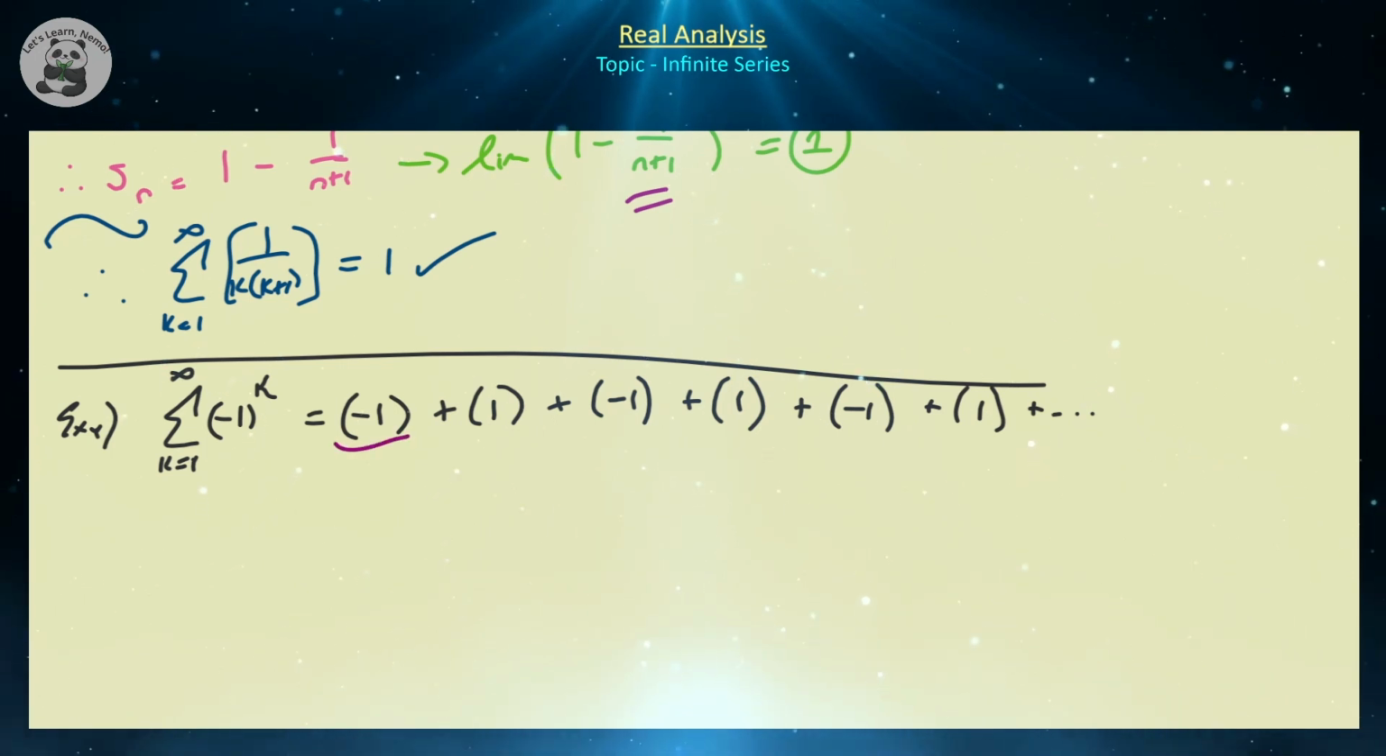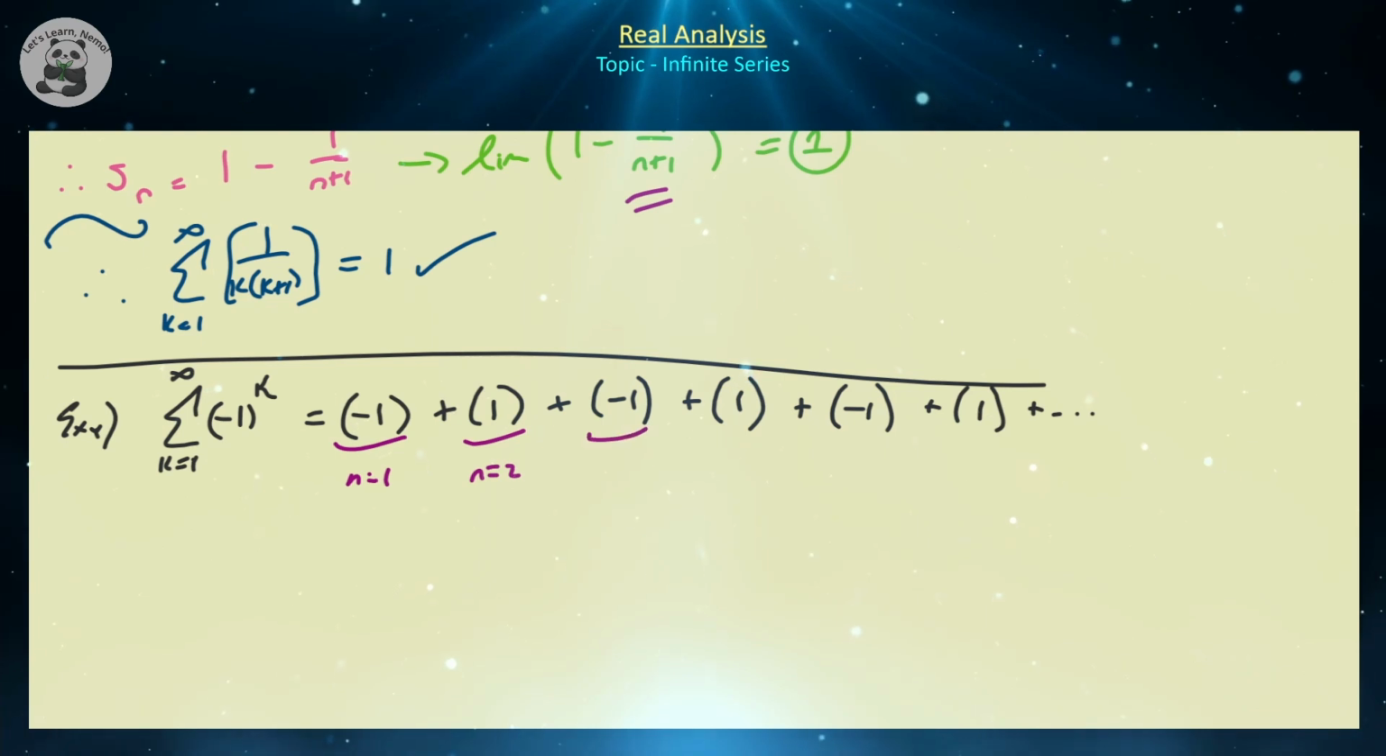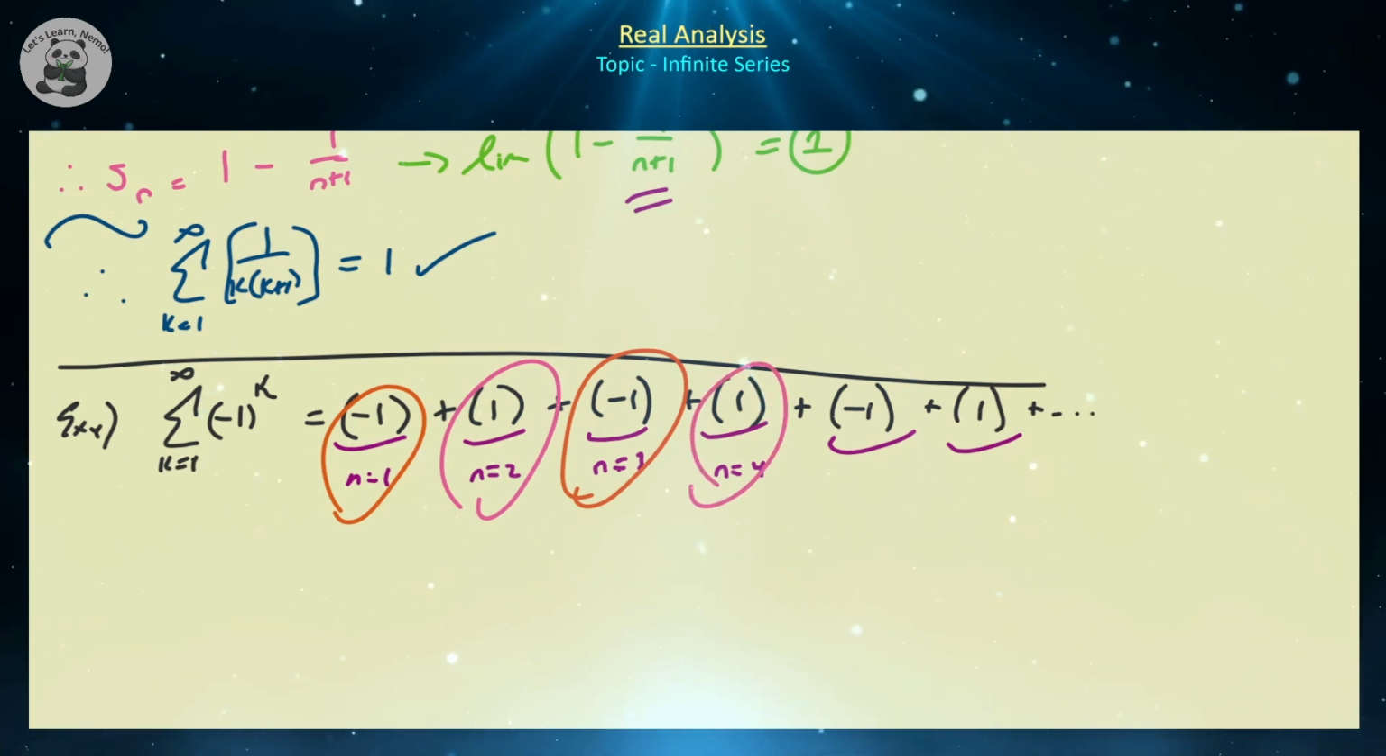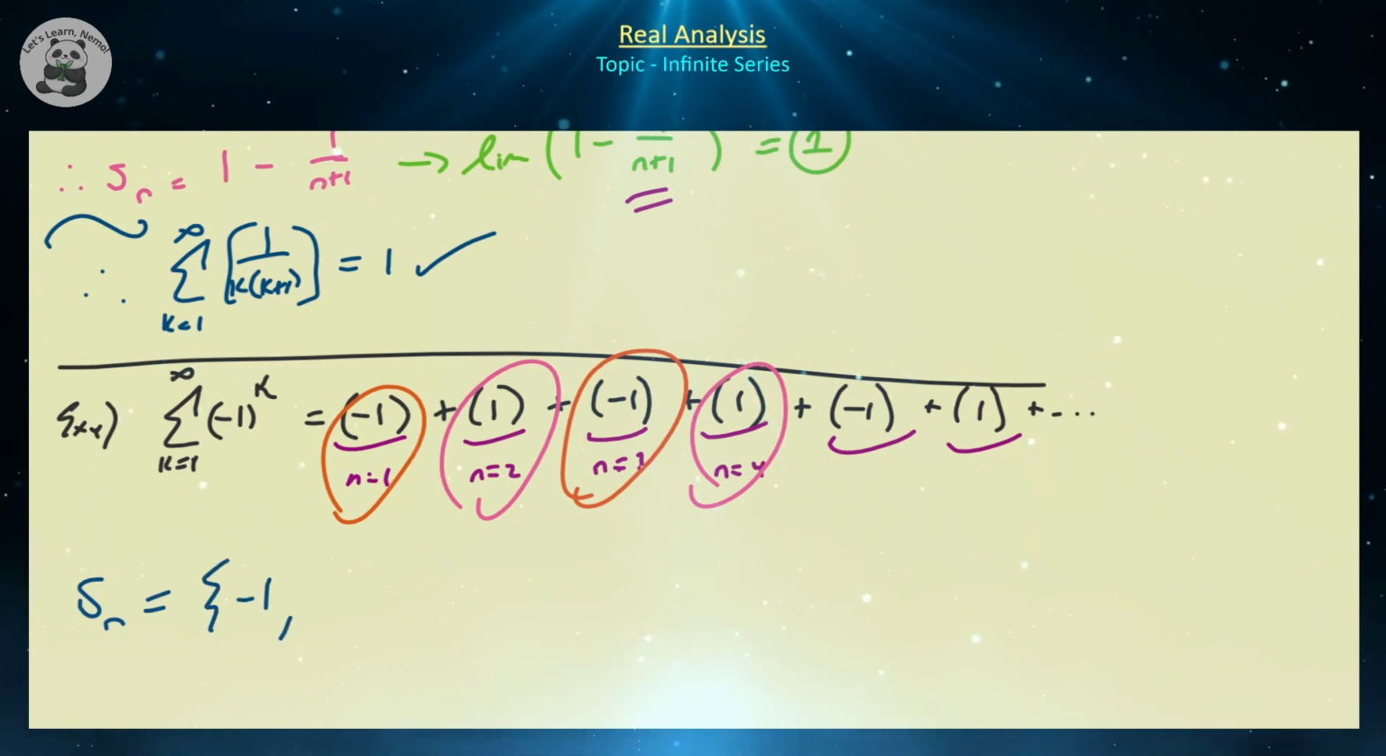So notice here that this is going to be our n equals 1 term. This is going to be our n equals 2 term. This is going to be our n equals 3 term. This is going to be our n equals 4 term, and so on. So all of our odd terms are going to be equal to minus 1. All of our even terms are going to be equal to positive 1. So if we look at our partial sum sequence, what are we going to have? When n is equal to 1, we have minus 1. When n is equal to 2, we have minus 1 plus 1, which is going to be equal to 0.